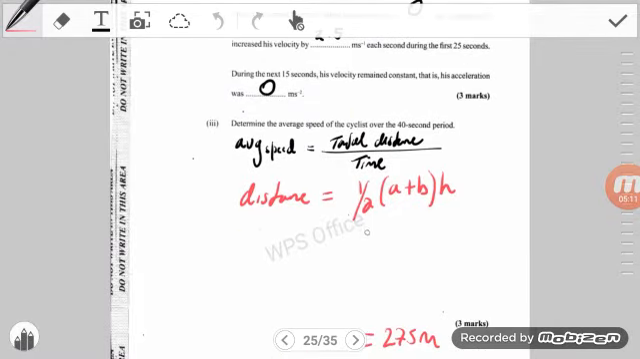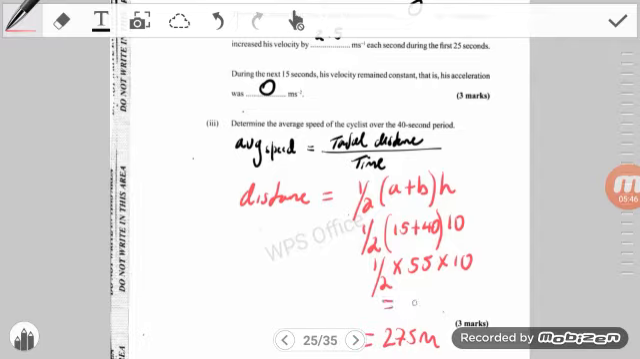So therefore, we're looking at half, A is 15, B is 40, and H is 10. So this is just half multiplied by 55 multiplied by 10. We could say half of 10 or half of 55, whichever way you want to do it. You could just go on your calculator. You should get an answer that the distance is equal to 275 meters.